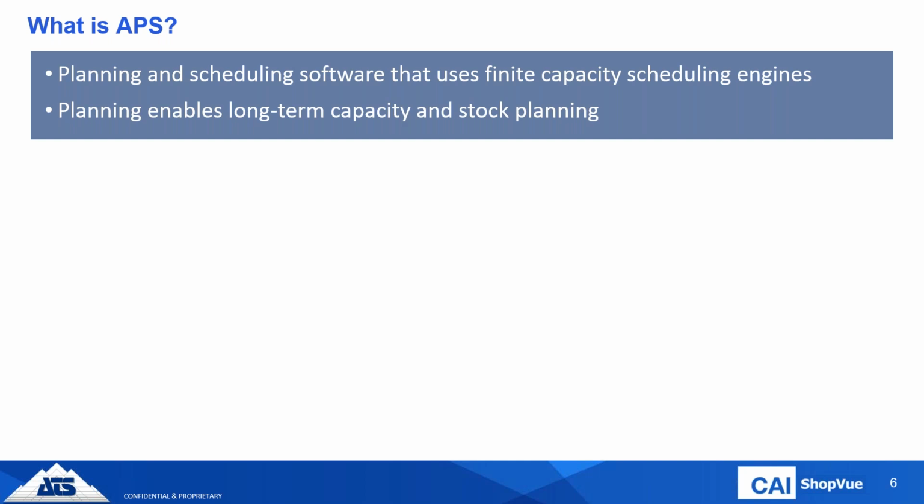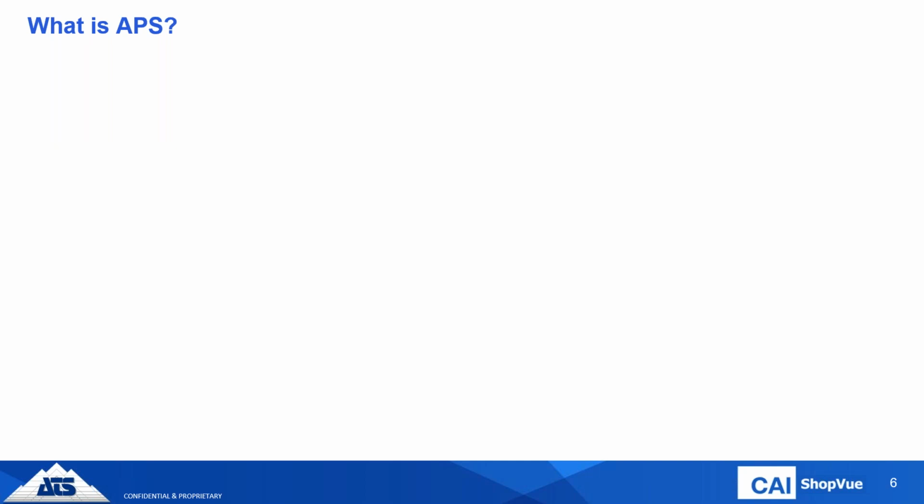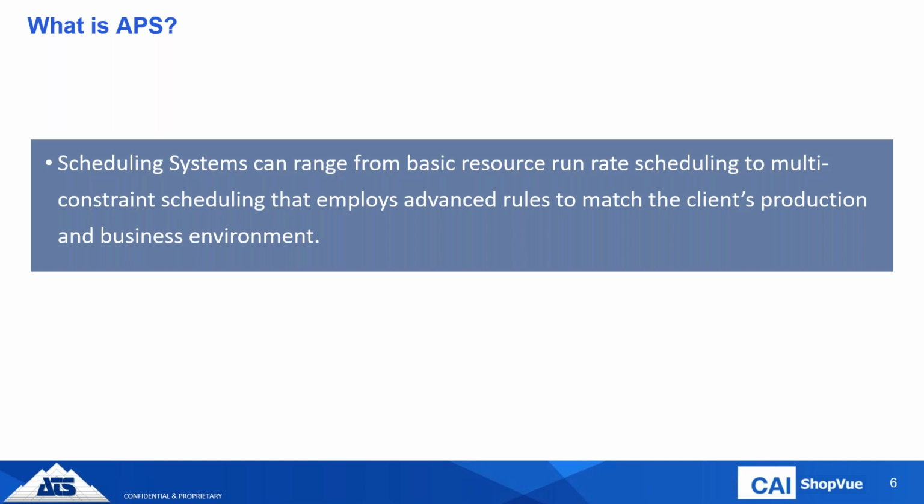So when we talk about the schedule portion of it and what scheduling systems are within APS, then we're talking about really a range of tools, from something that's really basic resource run rate.